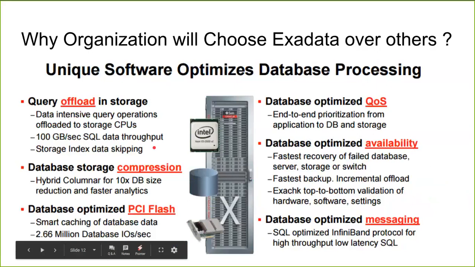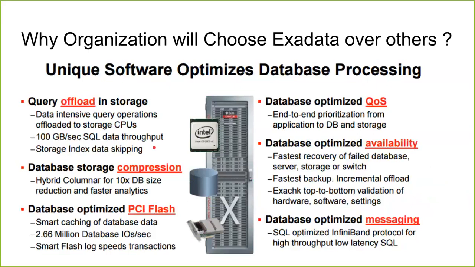Okay, so unique software optimizes database processing. This slide is going to talk about some of the key features and some of the optimization that are actually available on Exadata. Query offloading. I was talking about something called intelligent storage. Intelligent storage is nothing but, your database server was actually processing all the workloads, which includes I/O, computing, and all the processing. Now that's going to change a little bit.